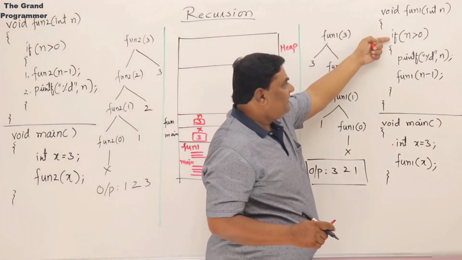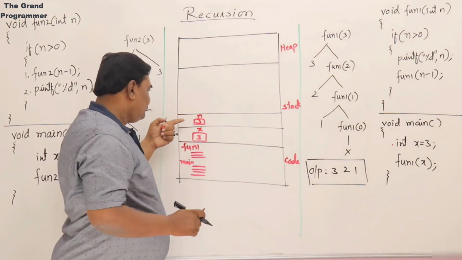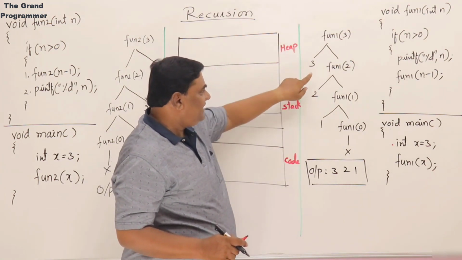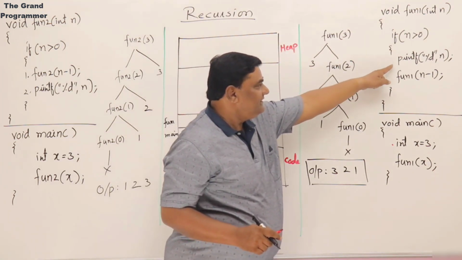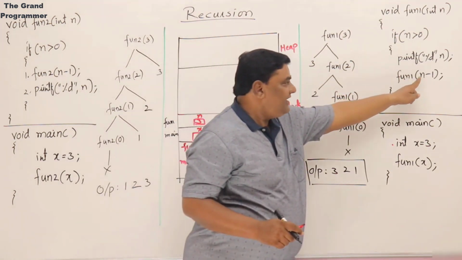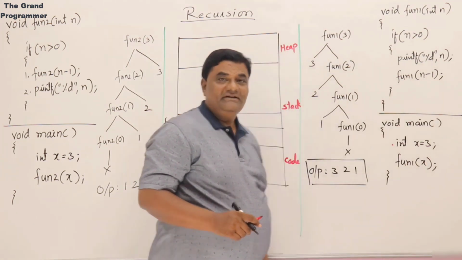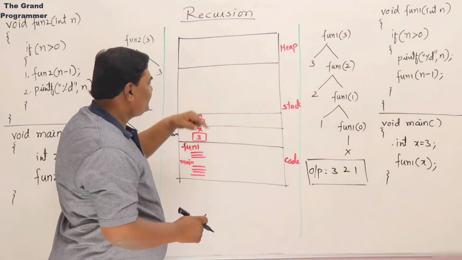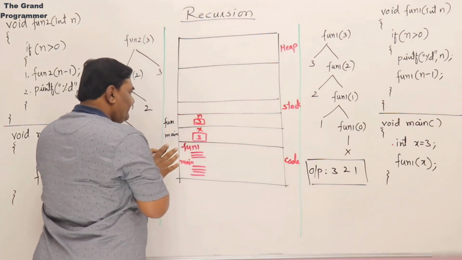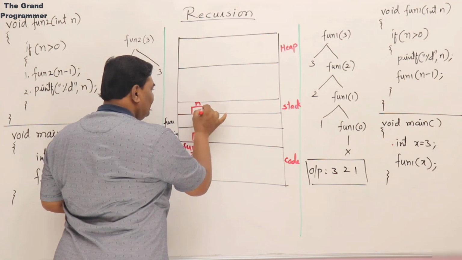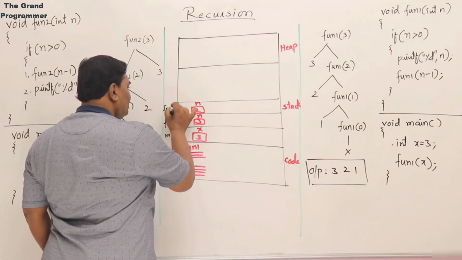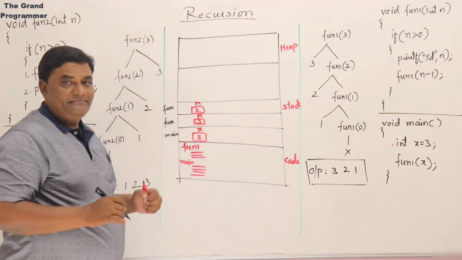Let us continue. If n is greater than 0, yes, 3 is greater than 0. Then printf, so as per the tree we have already seen, 3 is printed. Then fun1 is called once again with a decremented value, n minus 1. Once the function is called, an activation record will be created, and in that again variable n, and that will have the value 2 this time. This is also an activation record for fun1, and this is the second call.